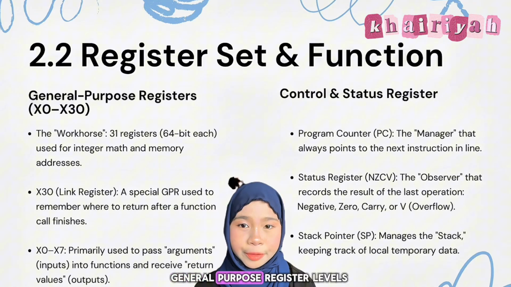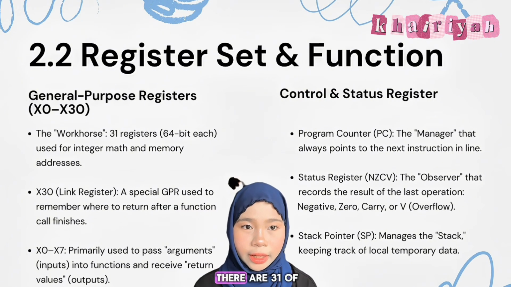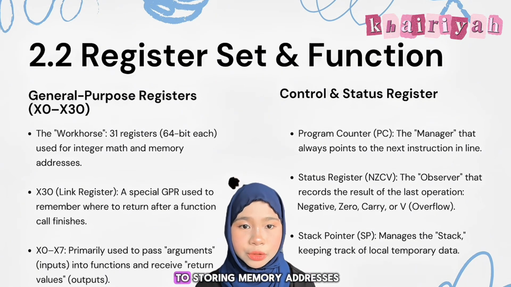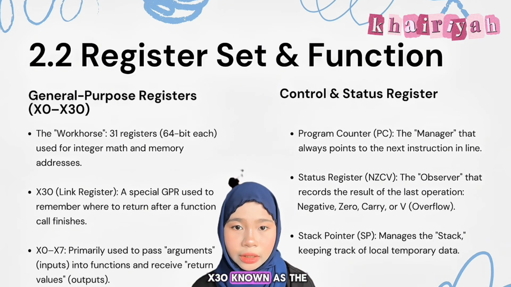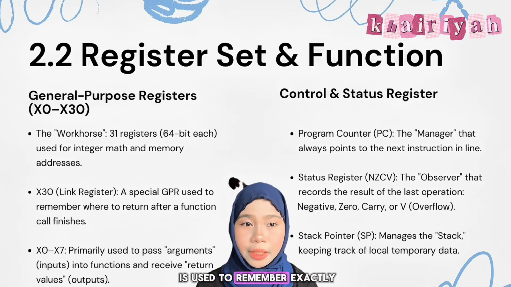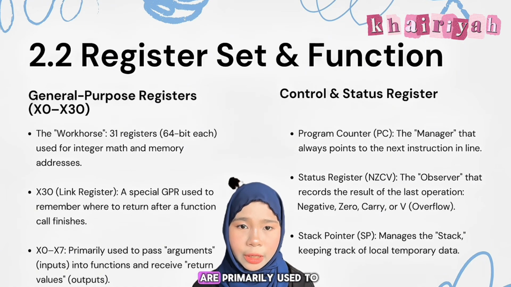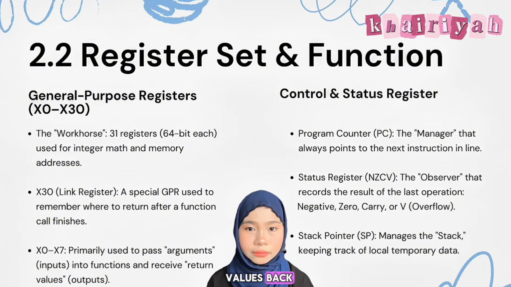Moving on to section 2.2, let's look at the register set, the CPU's most immediate storage. First, we have the general purpose registers, labeled X0 through X30. Think of these as the workhorses. There are 31 of these 64-bit registers, and they are used for everything from integer maths to storing memory addresses. Some of these have very specific roles. X30, known as the link register, is used to remember exactly where to return after a function call finishes. Meanwhile, X0 through X7 are primarily used to pass arguments or inputs into functions and receive the return values back.